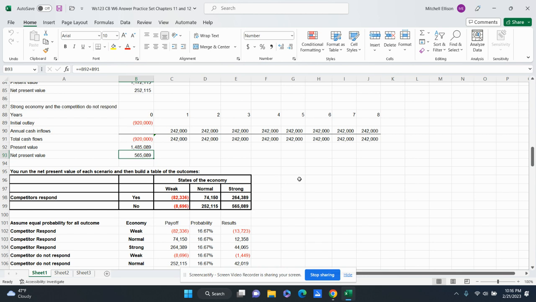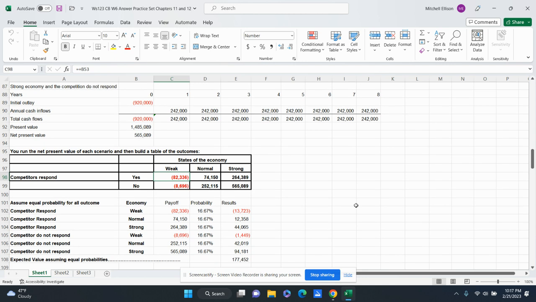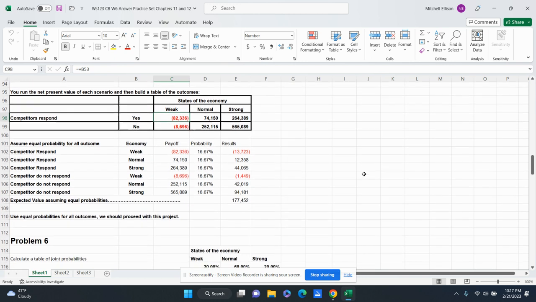In this case, if they were equal probabilities, you would probably do this project because your winnings, if you want to call them that, are greater than your losses. And then I think we said in the problem that the competitor is only likely to respond if there's a strong economy. So really, you're looking at these 5 right here, not that one right there. In other words, the 82,000 negative would probably not occur.